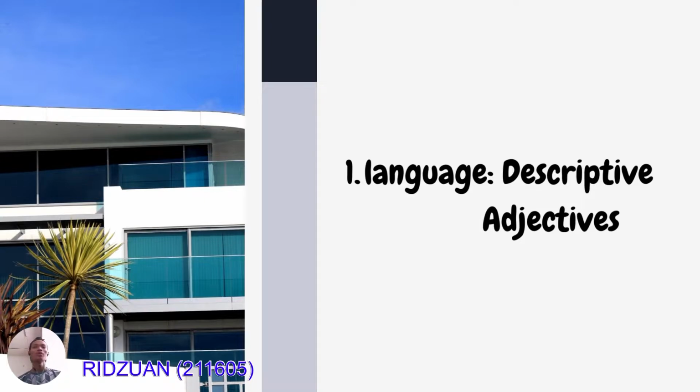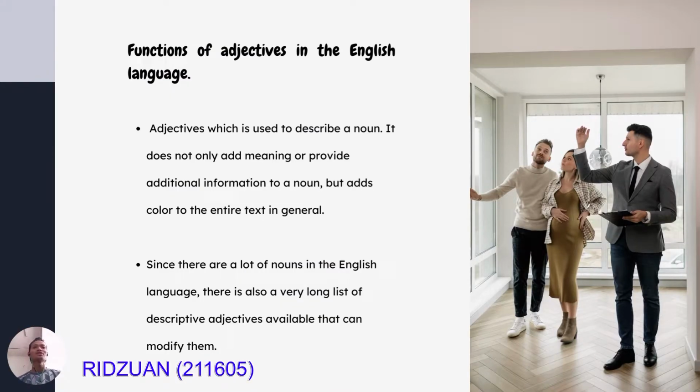Okay, for today, I will explain more about descriptive adjectives. So the first one is the function of adjectives in the English language. So what is the function of an adjective? An adjective is used to describe a noun. It does not only add meaning or provide additional information to a noun, but adds color to the entire text in general. Since there are a lot of nouns in the English language, there is also a very long list of descriptive adjectives available that can modify them.